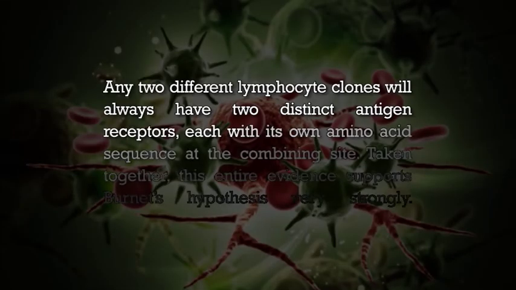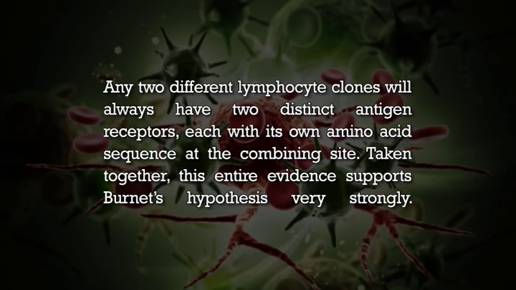These studies show that individual antigen receptors have unique combining sites, the parts of their molecules that combine directly with the antigen. Any two different lymphocyte clones will always have two distinct antigen receptors, each with its own amino acid sequence at the combining site. Taken together, this entire evidence supports Burnet's hypothesis very strongly.